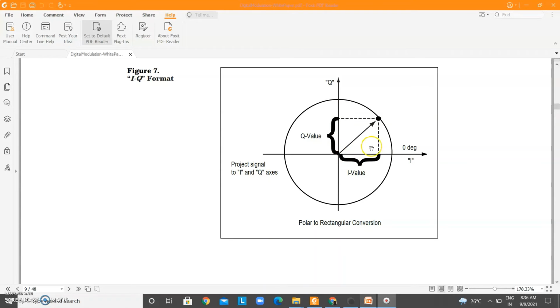And if you want to generate this symbol, you have to multiply the I value by the local oscillator generated signal, and the Q value by a 90 degree phase shifted one, because the Q value is 90 degrees separated from the I value. So you are going to multiply it by the 90 degree phase shifted local oscillator generated sine waveform, and then you are going to add, because I and Q cannot be left alone.